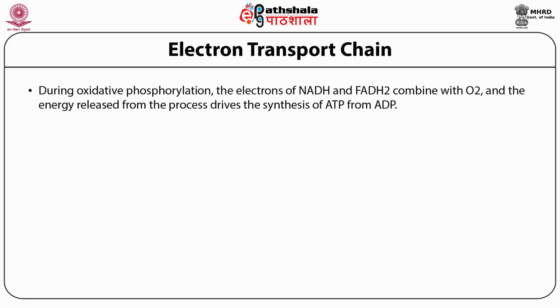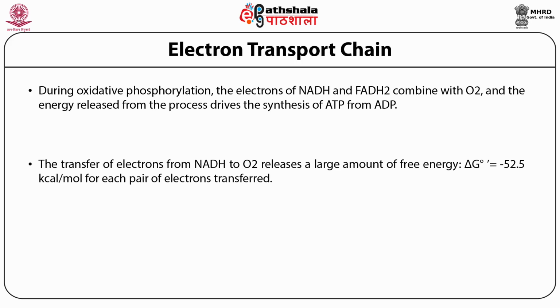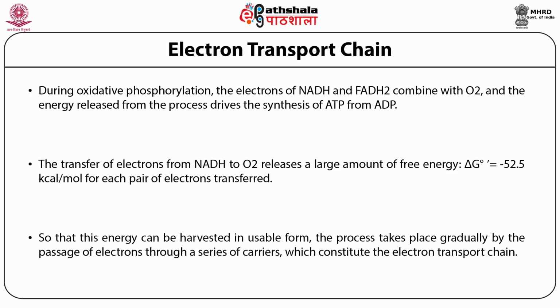During oxidative phosphorylation, the electrons of NADH and FADH2 combine with oxygen, and the energy released from the process drives the synthesis of ATP from ADP. The transfer of electrons from NADH to oxygen releases a large amount of energy, 52.5 kilocalories per mole for each pair of electrons transferred, so that this energy can be harvested in usable form.